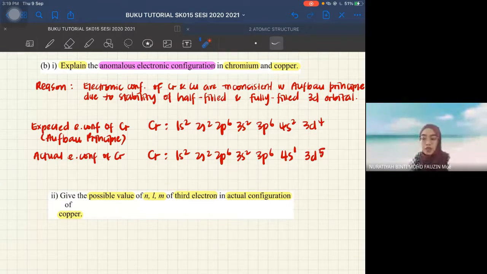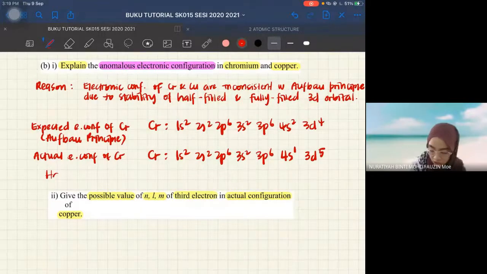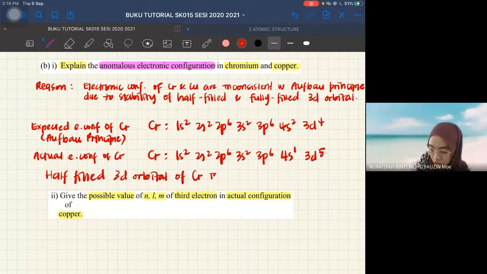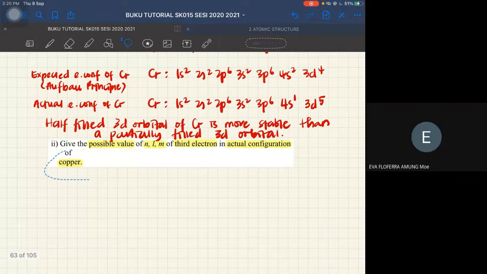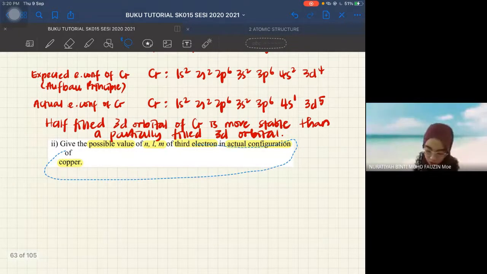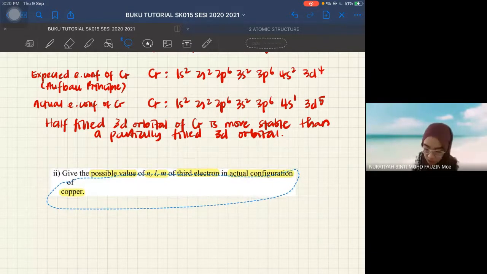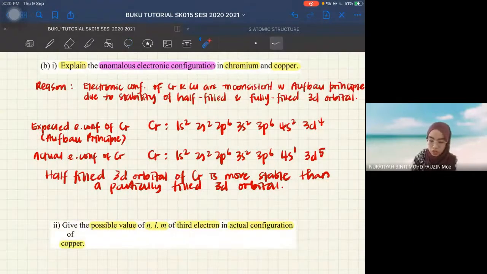So that you have a half-filled 3d orbital. This is because a half-filled 3d orbital of chromium is more stable than a partially filled 3d orbital. Okay, can? Do the same for copper. You just change this to copper and write copper's correct electronic configuration.